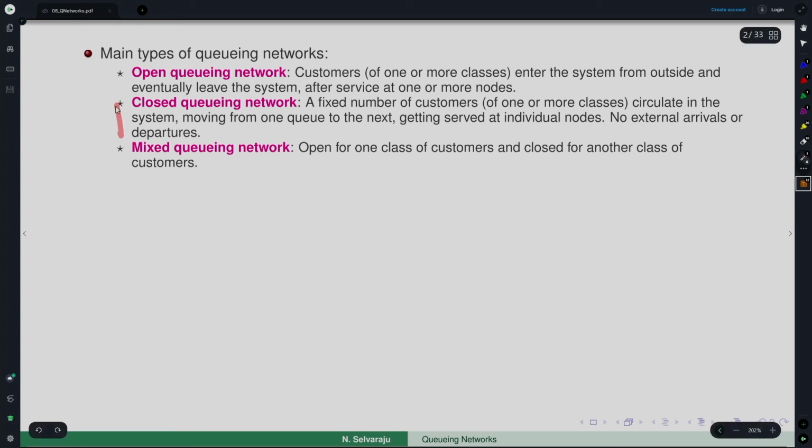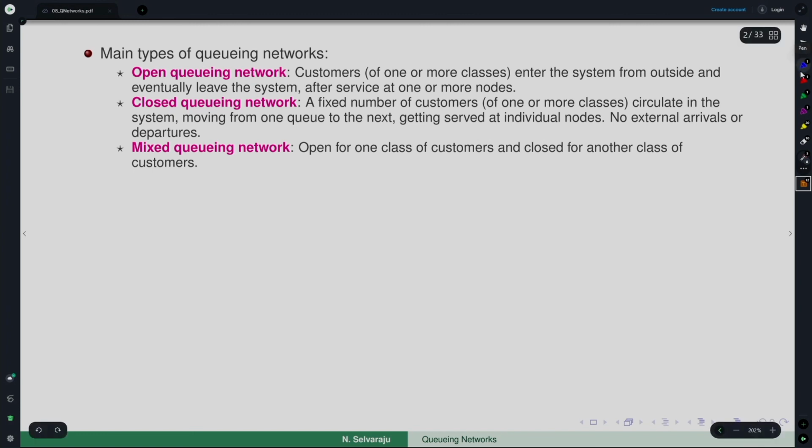So that is what a closed queuing network is, and as the name suggests, a mixed queuing network consists of both these, open and closed, right. So it is open for one class of customers and closed for another class of customers, say. So it is not just for one; if you have multiple classes of customers, there is at least one class for which this is open, and at least one class for which this is closed. Whereas in open and closed networks, if you have multiple classes of customers, all of them have to be of a single type, either open or closed, to be called an open or closed queuing network. So we will mainly concentrate on open and closed networks only.